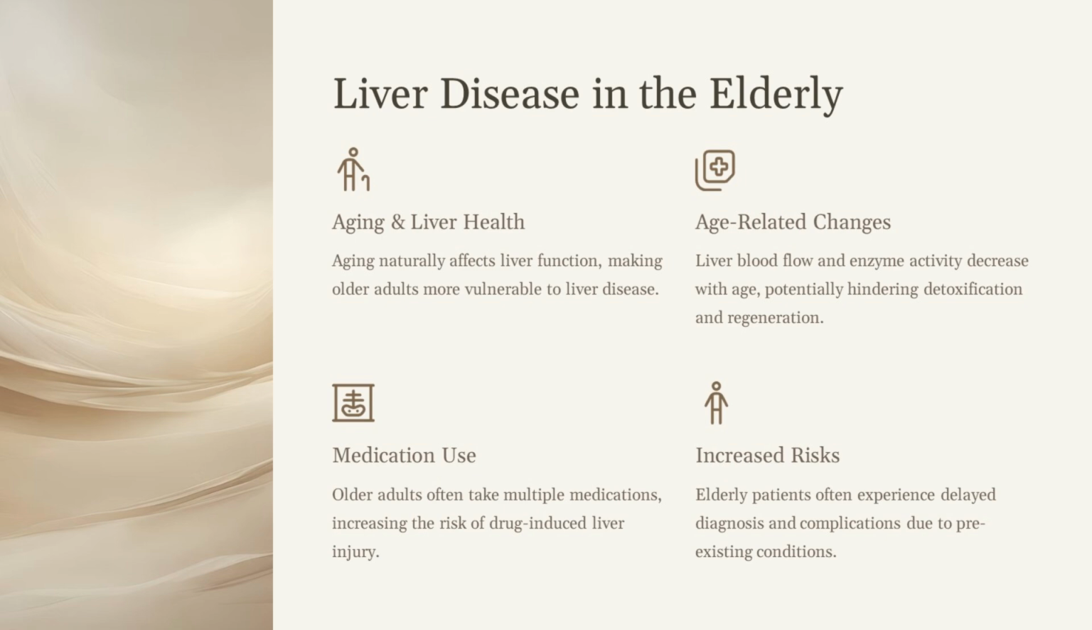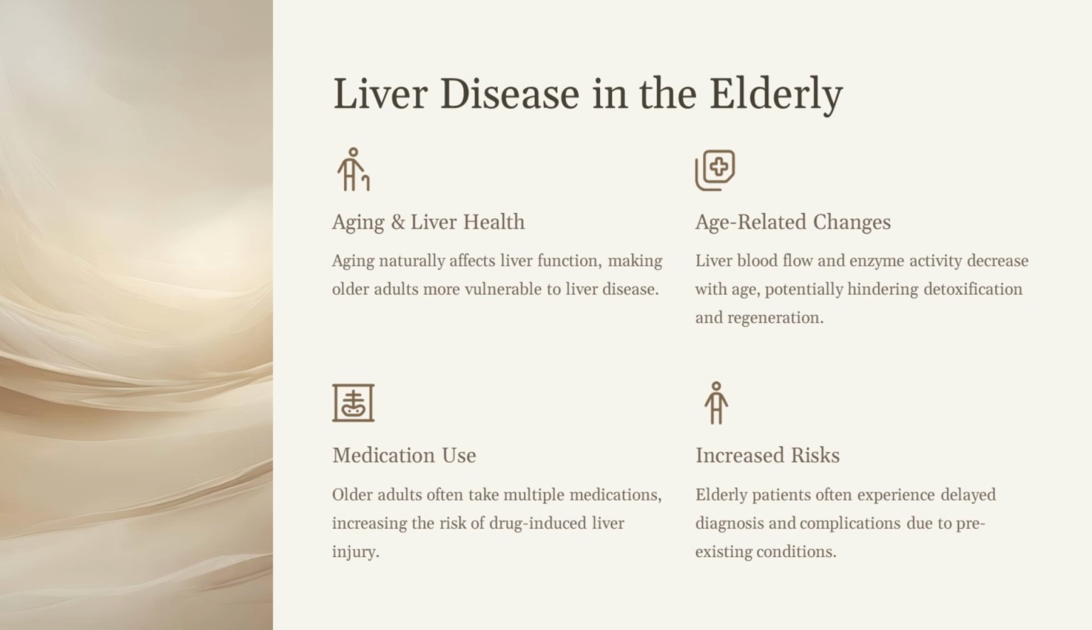The liver is an essential organ that plays a crucial role in our health, and as we age, it's important to understand how liver function changes. Aging naturally affects the liver, making older adults more vulnerable to liver disease. The liver's blood flow and enzyme activity decrease with age, which can hinder its ability to detoxify and regenerate.